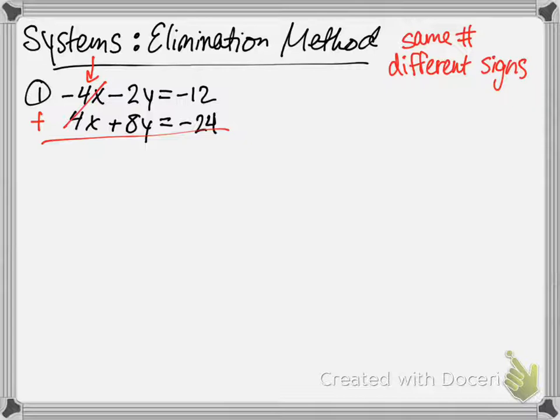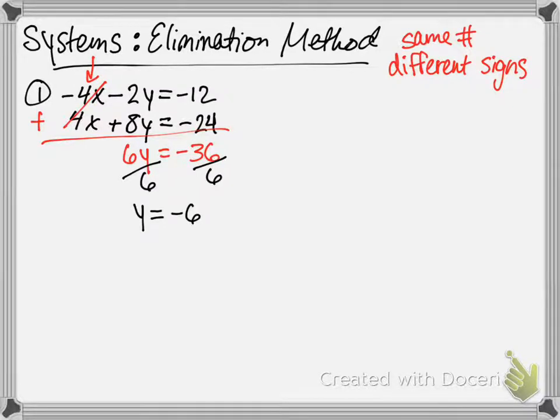Then I have negative 2y plus 8y gives me a positive 6y, and then negative 12 minus 24, they're both negative, so I add my numbers together and I get a negative 36. Now I just have to finish solving my new mini equation that I formed. So divide both by 6. We get a negative 6 for our y value. So that's half of our answer.